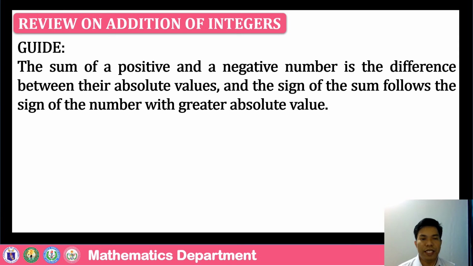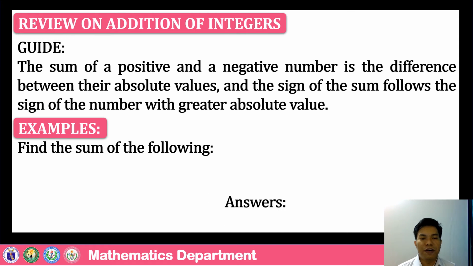So, ibig sabihin niyan, pag nag-add daw tayo ng isang positive at isang negative na number, or dalawang numbers na magkaiba ang sign, kukuhanin muna natin ang difference ng dalawang number na iyon at ang sign na gagamitin natin ay ang sign ng number na mas mataas ang kanyang absolute value.